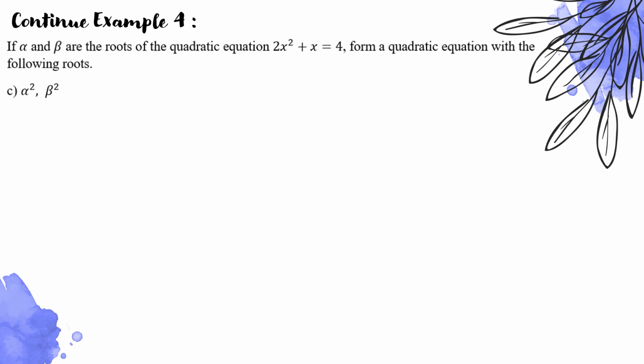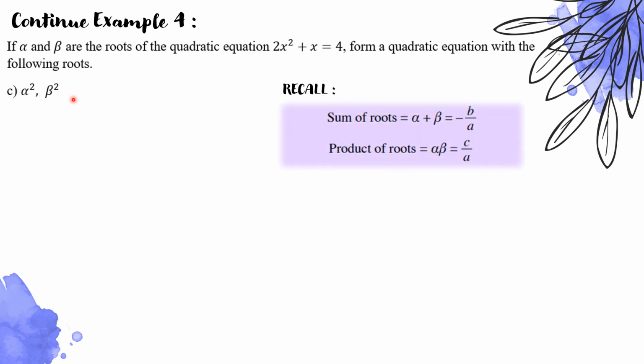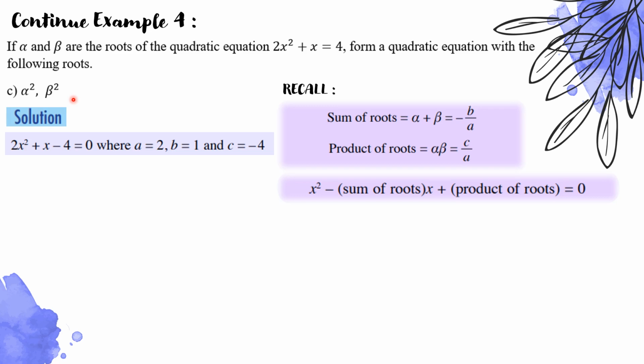We continue with example 4 using the same question but a different root. So the root now is alpha squared and beta squared. Just recall, sum of root is negative b over a, product of root is c over a. This is the general form. So the solution, from the given question in the previous slide, a is 2, b is 1 and c is negative 4. So this is the value for alpha and beta. Alpha plus beta is negative 1/2, alpha beta is negative 2.